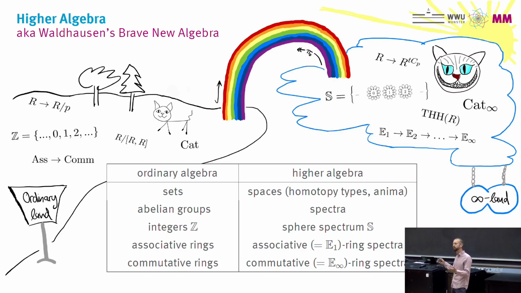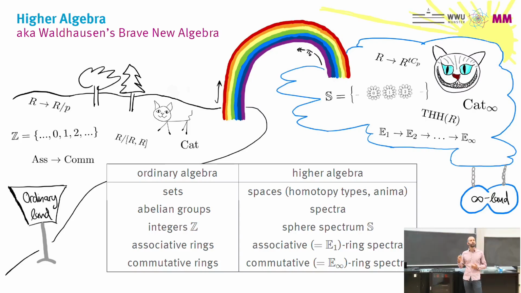And the point of this dictionary is to use methods we learned and used in ordinary algebra and translate them into this higher world, and take advantage of concepts there, like deformation theory, the cotangent complex and stuff like that. And that is the spiel that I want to propose here, and we want to do that to the Frobenius homomorphism.